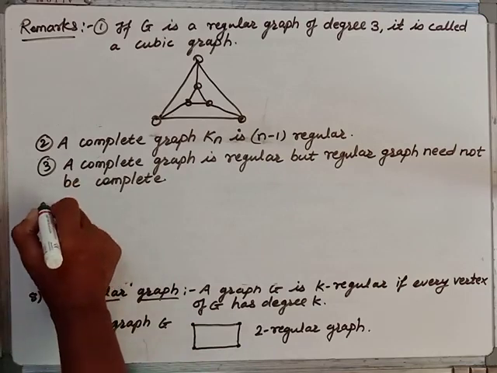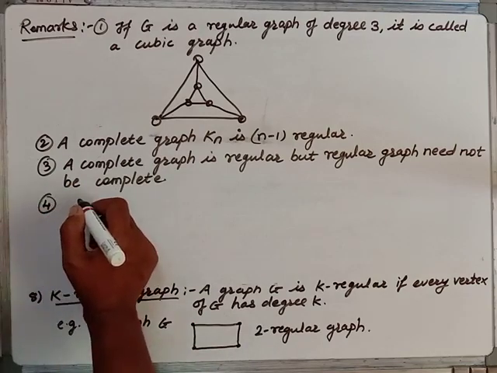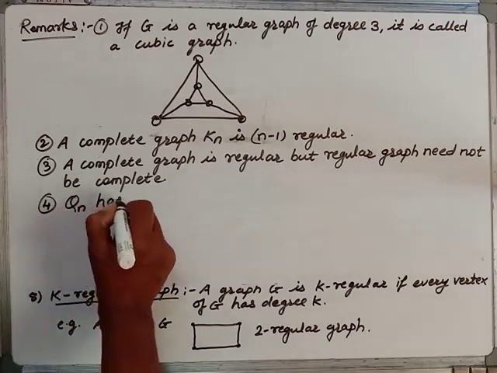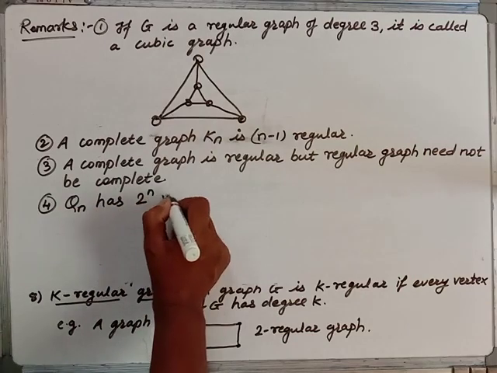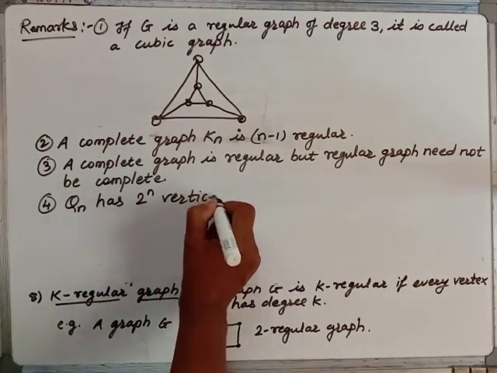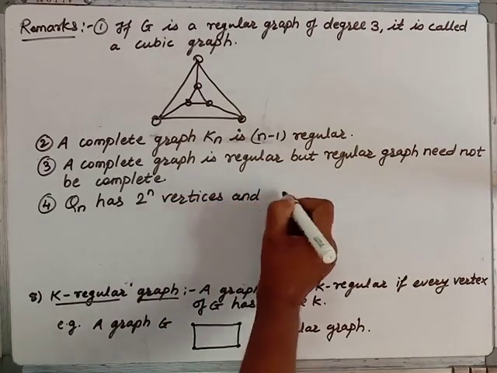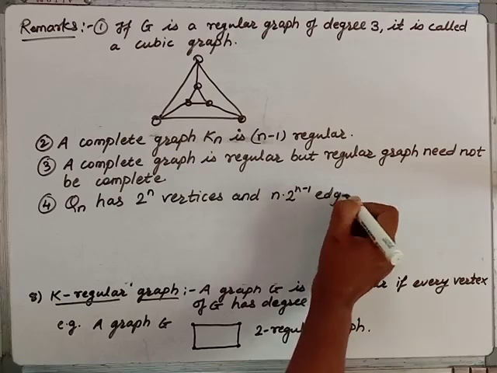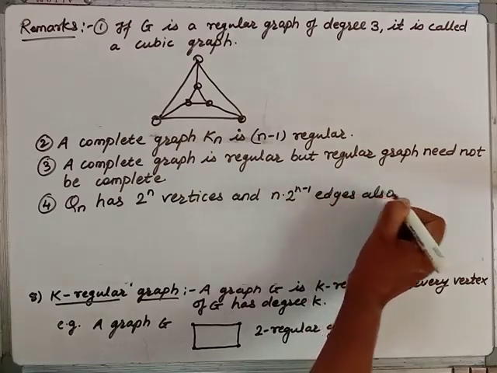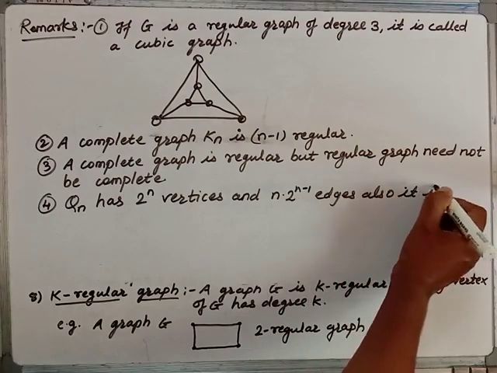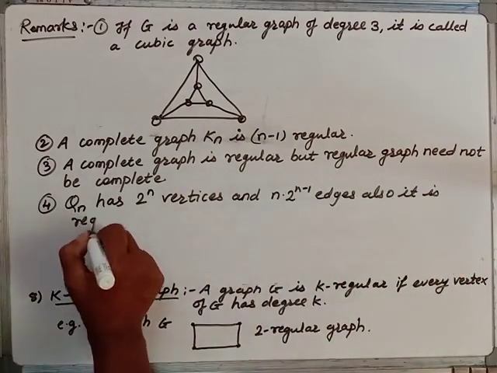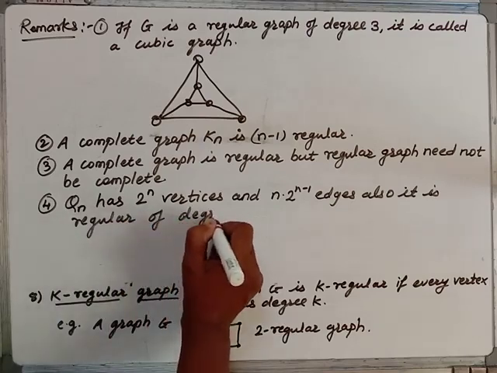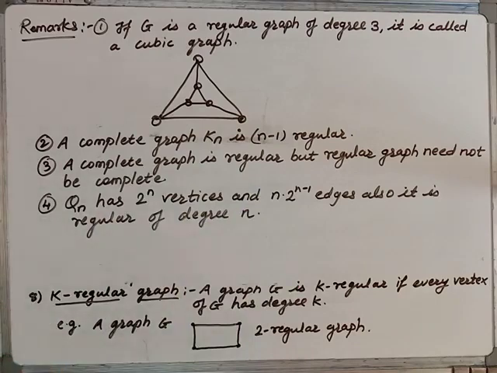Fine. Also about the n cube, that result I have to give. Qn has 2^n vertices and n times 2^(n-1) edges. Also, it is regular of degree n, meaning it is n-regular.